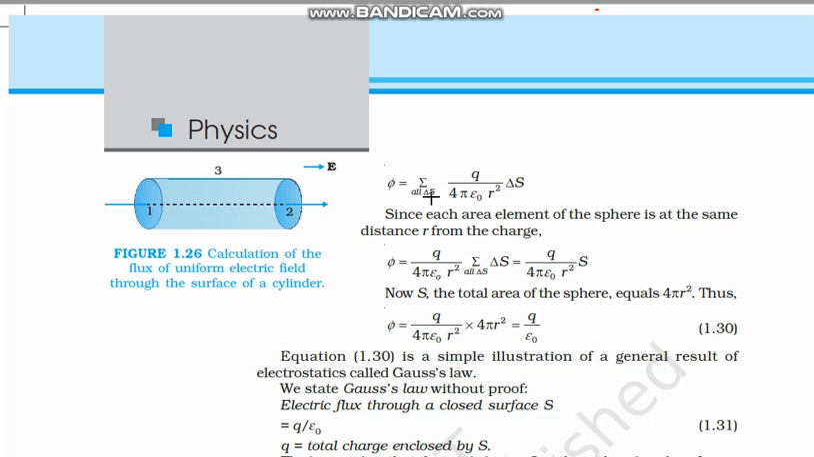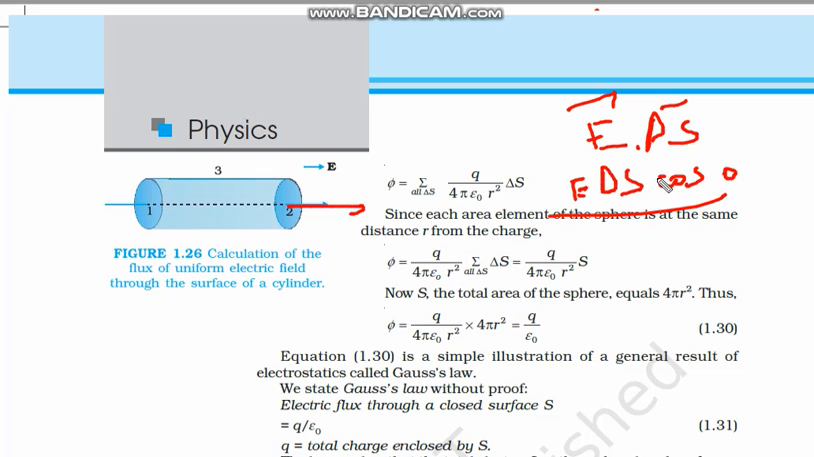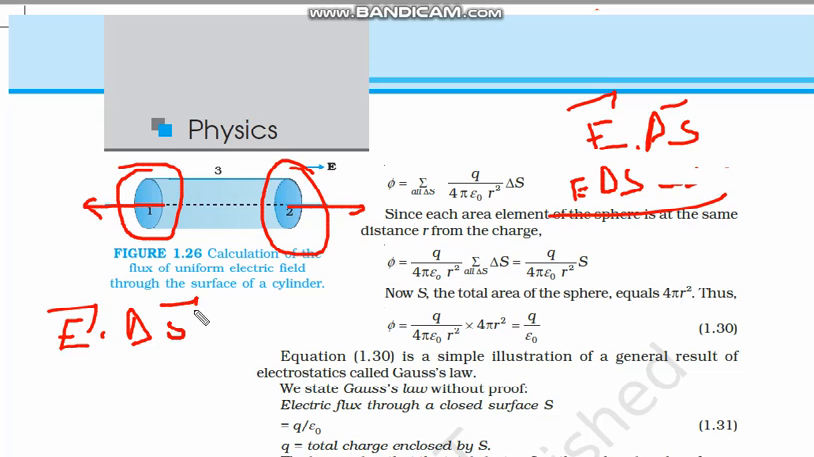So let us calculate. In the first case, E dot delta S is simply E times the area element delta S times cos theta, which is cos 0. Cos 0 is 1, so this is simply E delta S. Now for this one, the angle is 180 degrees, so E dot delta S is again E delta S times cos 180 degrees. Cos 180 is minus 1, so it is again the same, but with a minus sign.